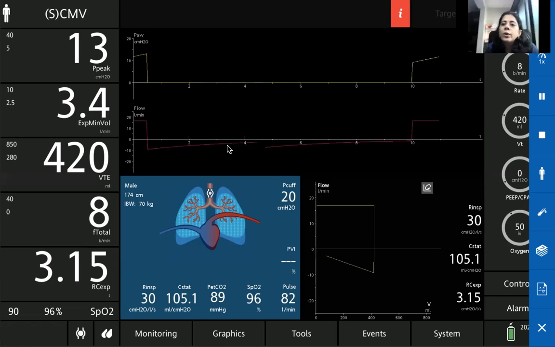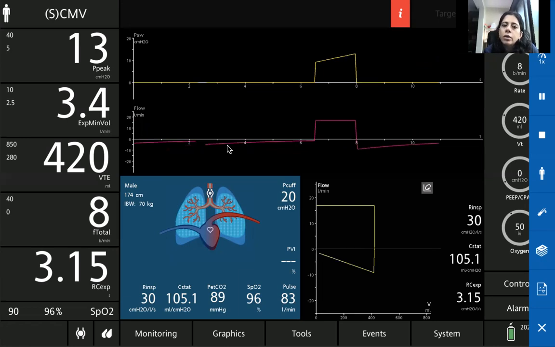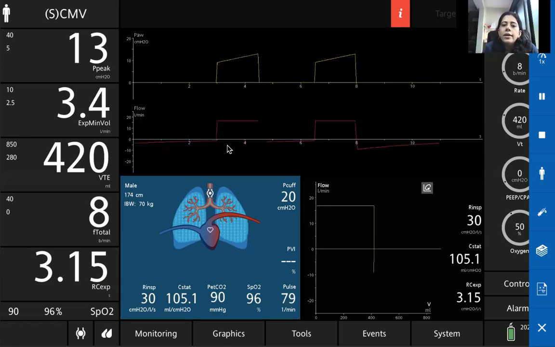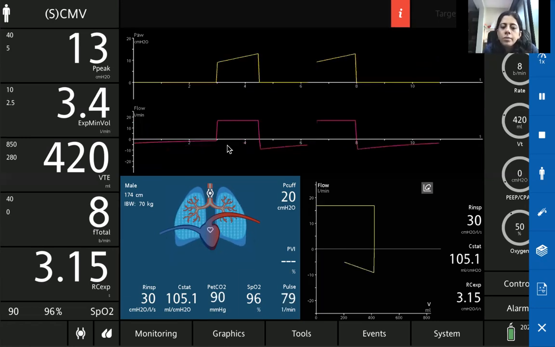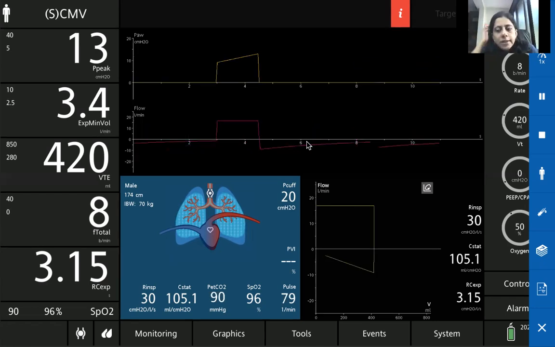Okay, so there are only three modes, as I said, or my boss says, to ventilate a patient with obstructive airways disease. That is volume control, volume control, and volume control. And please do not think of any other mode when you are planning to ventilate these patients. Okay, so these are the initial settings, as I said, and we go back again to our slides.